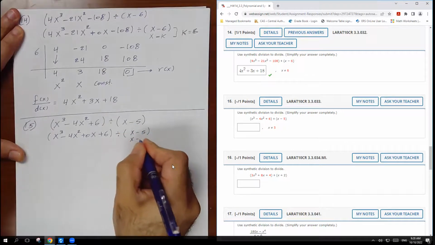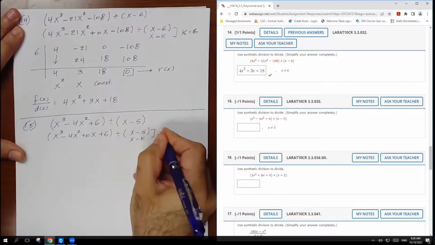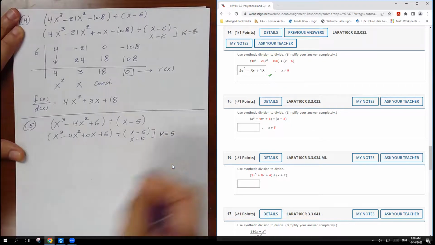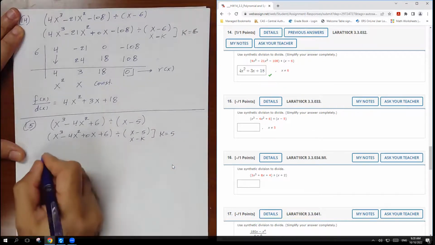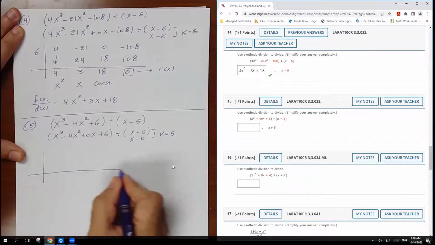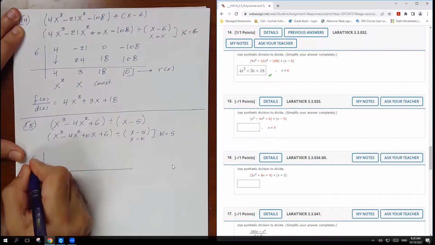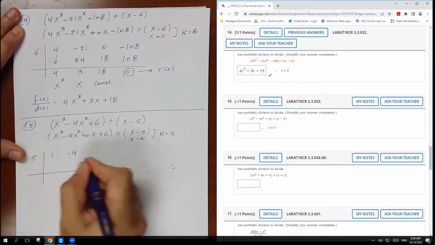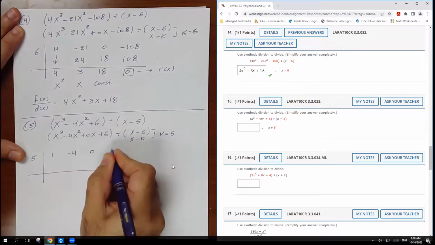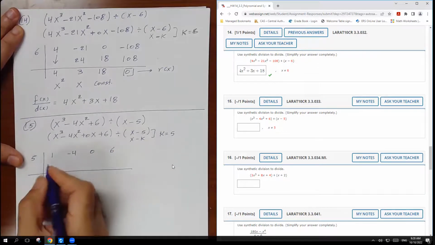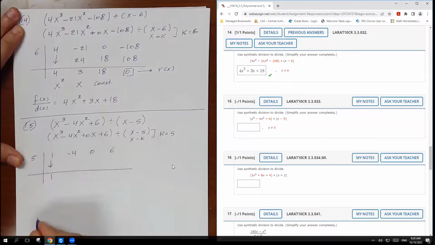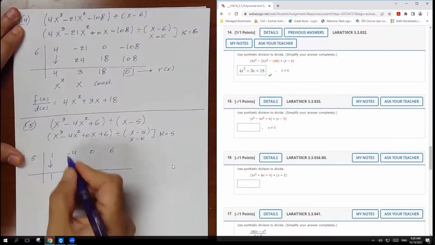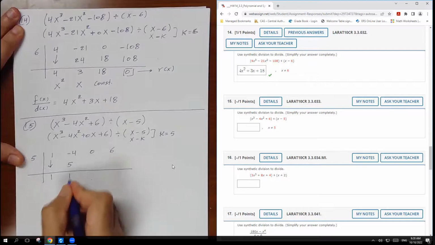So here is x minus k. In this case, k equals 5. I'm going to write down the coefficients here, 1, negative 4, 0, and 6. Then write down the 1. 5 times 1 is going to be 5. Add these together, so it's going to be 1.